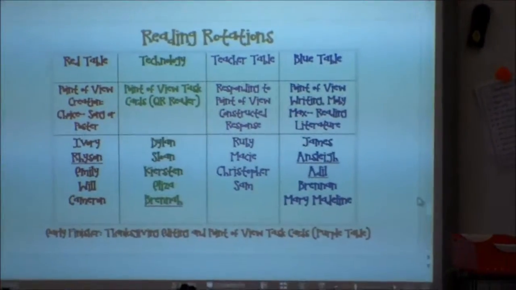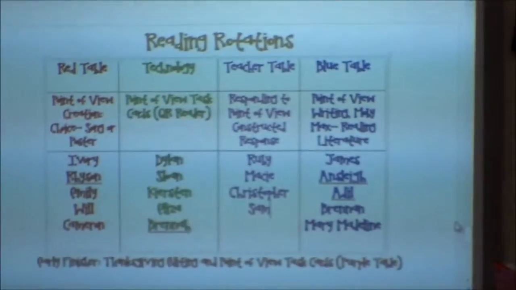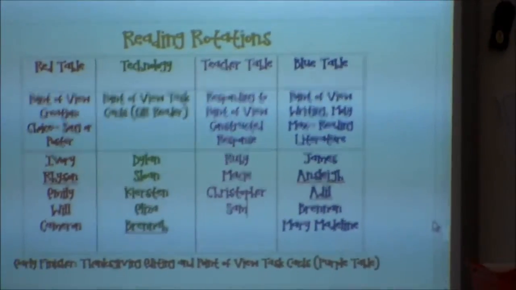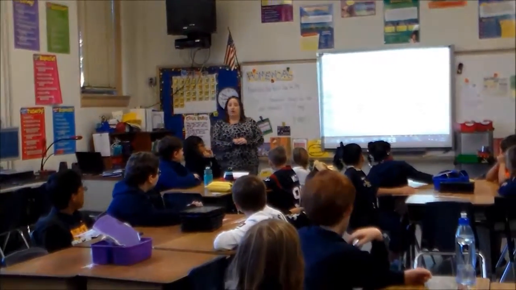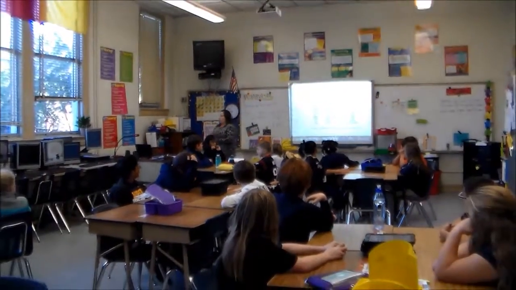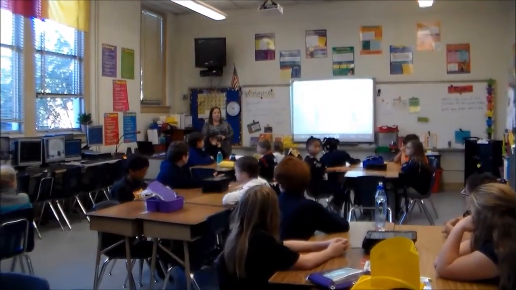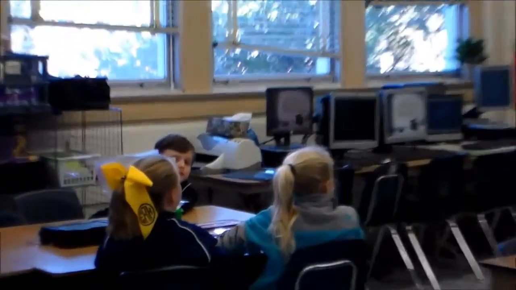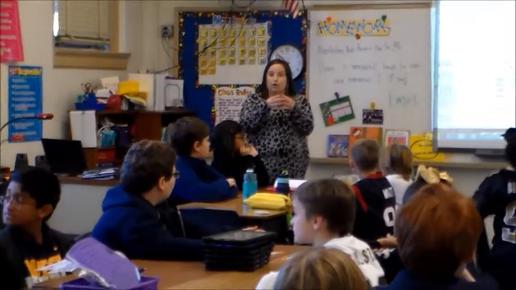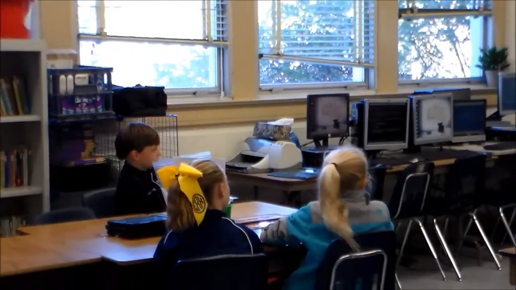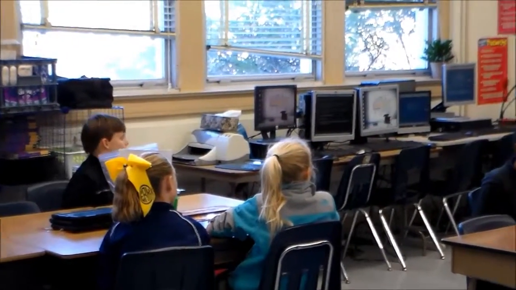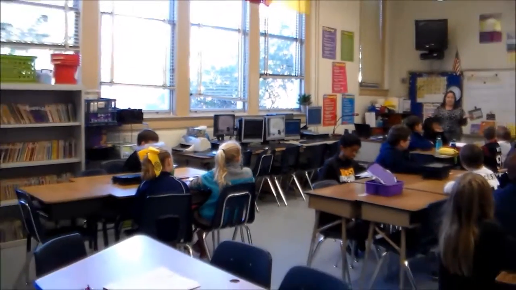At the red table today, you are going to create a song or a poster about point of view, including first, second, and third point of view. You have the choice. Are there any questions about the red center? Emily? Can we work with partners? Sure. There's 5 people in the center. You can work with a partner or a small group. Cameron? Can we work alone? Sure, you can work alone if you'd like, but make sure it's a song or a poster. Any other questions about the red center?